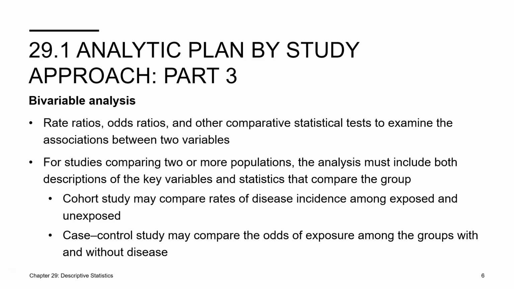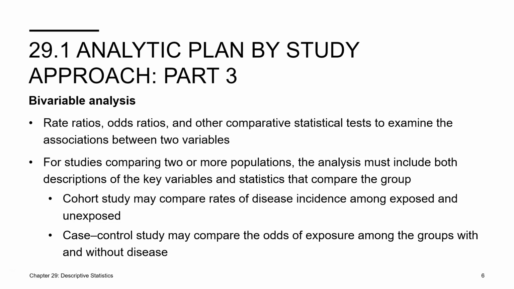Whereas bivariable analyses, or a bivariate analysis, as you may also hear it called, looks at more than one group. These are the analyses that are typically used in epidemiology: rate ratios, odds ratios, and other comparative statistical tests used to examine the association between two variables. These usually have two groups, and you usually compare more than one variable. You usually have at least one independent variable that you're comparing with an outcome, but you may have others.